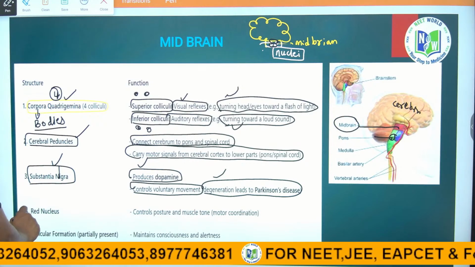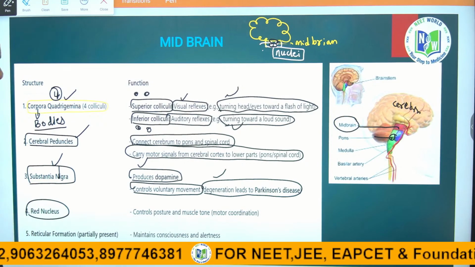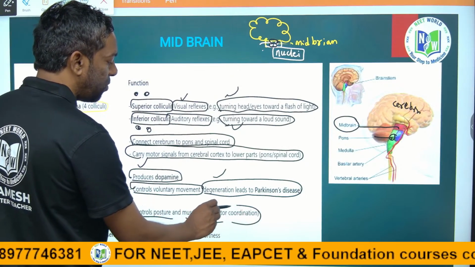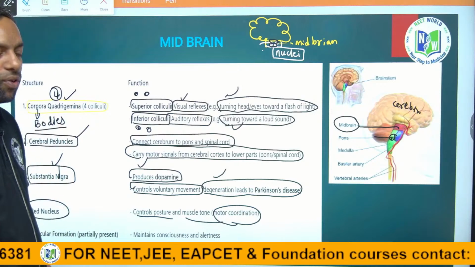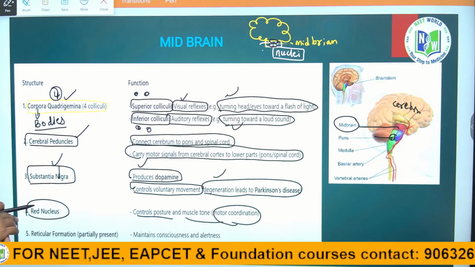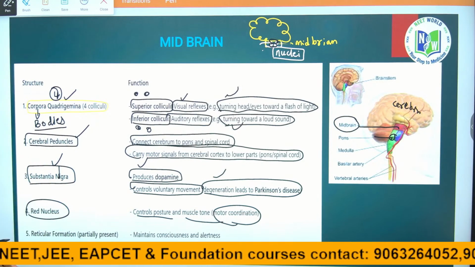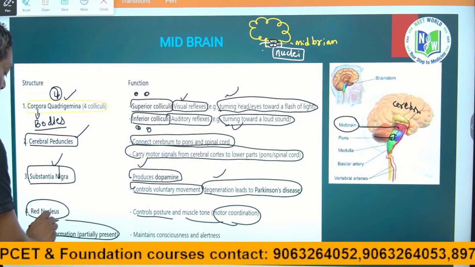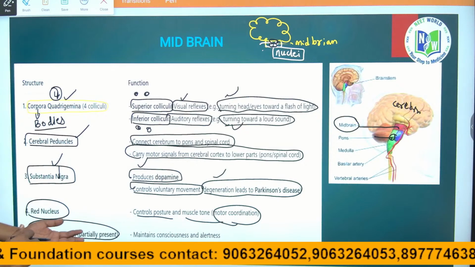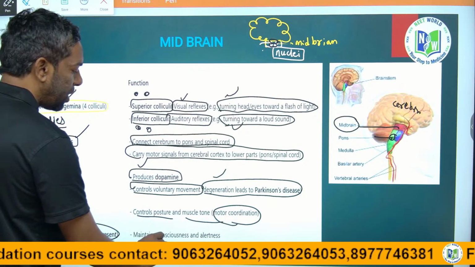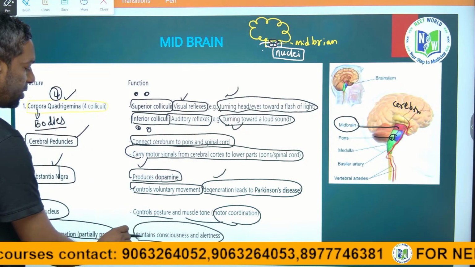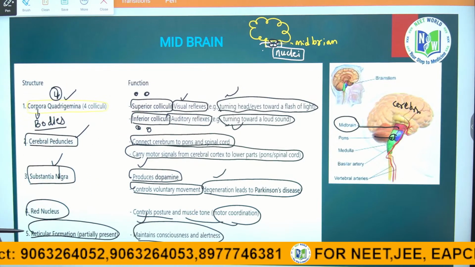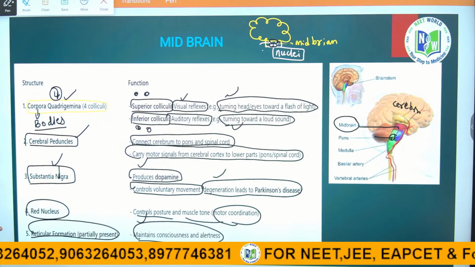Okay. Red nucleus, it controls the posture and muscle motor coordination, meaning it maintains body posture. Reticular formation, it is partially present to maintain consciousness and alertness. These are all the functions that come under the midbrain. Okay, next slide.